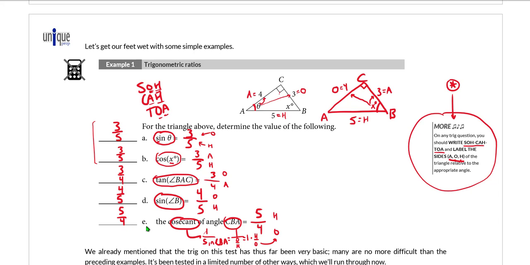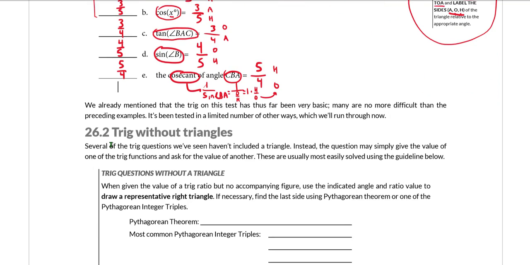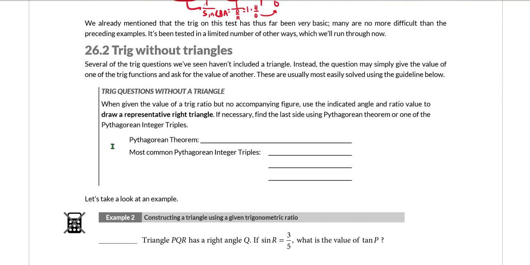So again, just a few basic examples to demonstrate how we use the definitions to determine the ratios of some side lengths in a right triangle. Moving along, trig without triangles. Often you will see trigonometry questions, but no triangle will be given. Obviously, in the previous example, we were given a triangle, but occasionally we will not be given a triangle, and we will often want to simply draw a triangle based on the description in the question. So let's go ahead and highlight: draw the triangle.